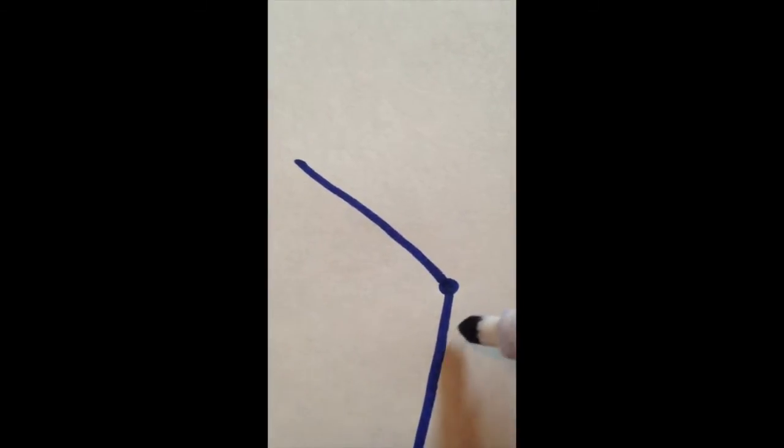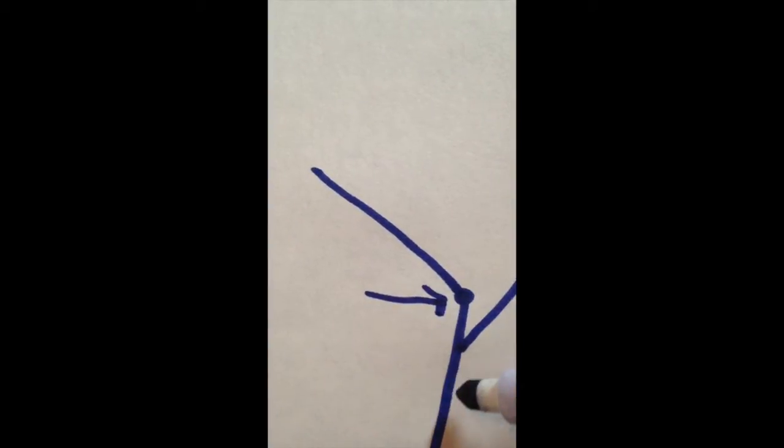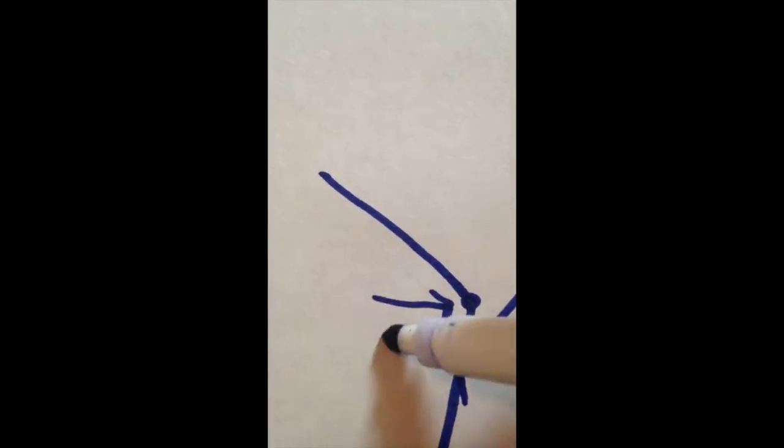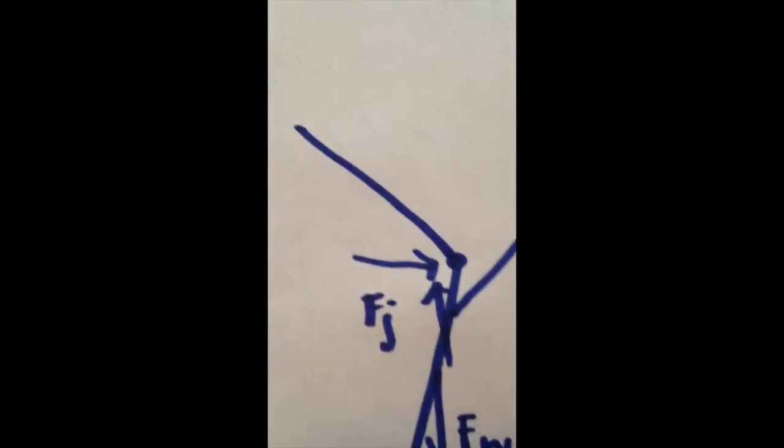We must include the muscle force as well as the joint force acting in relation to the knee joint. We must also include the force of the weight of the shank as well as the opposing ground reaction force acting on the foot. Free body diagrams help us to visualize the forces acting on a stationary system.